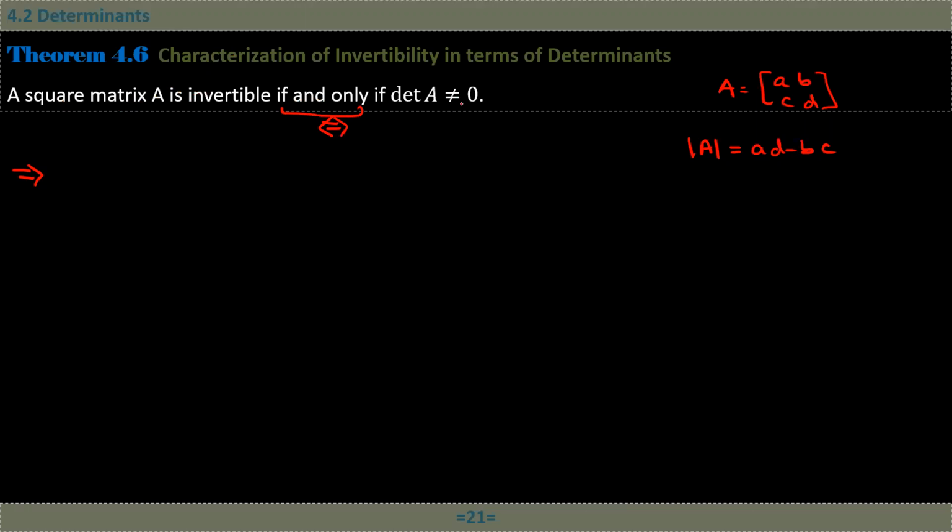determinant of A is not equal to 0. It's different from 0. So now I assume that A is invertible. Now I have to show that then determinant of A is not equal to 0. And after that, also we have to show that if determinant of A is not equal to 0, then A is invertible.